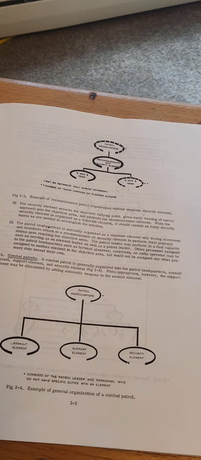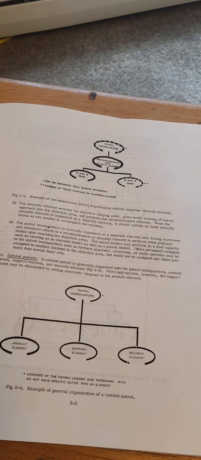3. A patrol headquarters is normally organized as a separate element only during movement, and members return to a reconnaissance or security element to perform their primary duties upon reaching the objective area. The patrol leader may perform in a dual capacity, such as serving as an element leader as well as a patrol leader. Other personnel assigned to the patrol headquarters, such as forward observers, corpsmen, radio operators, may be assigned to other elements in the objective area, but would not be assigned any other primary duty except their own. So if you're a corpsman, you're a corpsman. If you're a radio operator, you're a radio operator.